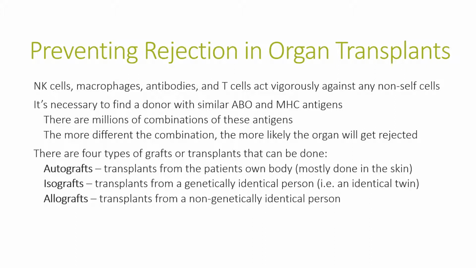Maybe it's another sibling, maybe it's a total stranger to the person, but we're trying to find the best fit for these MHC proteins. However, because there are millions of possible combinations of MHCs and ABOs, it's unlikely that we're going to find an exact match between a donor and a recipient.